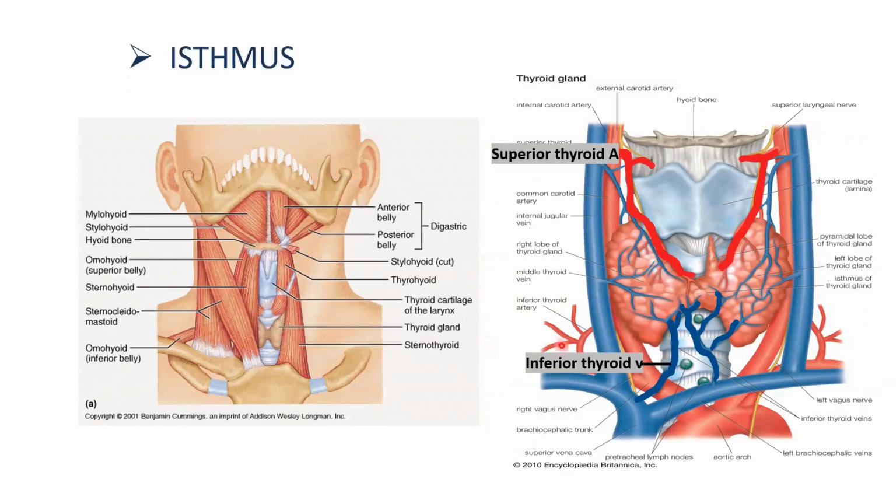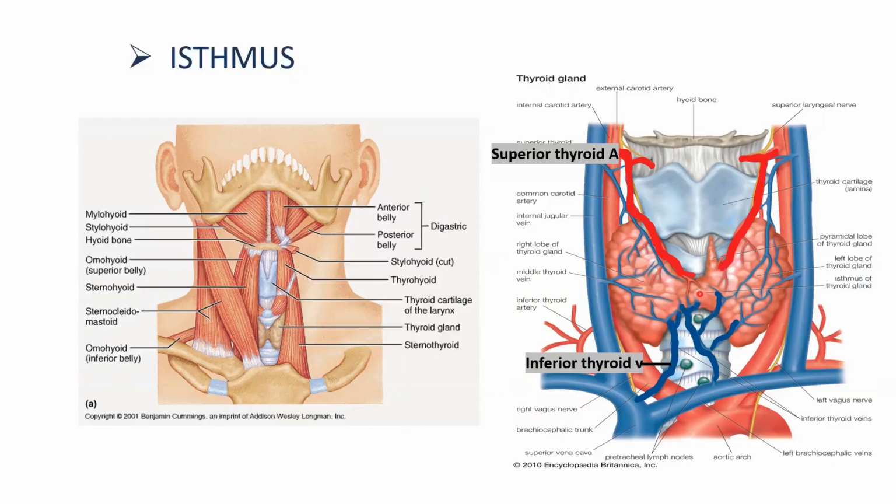The isthmus has an upper border and a lower border. Both are related to important blood vessels. The upper border of the isthmus is related to an anastomosis between the branches of the superior thyroid artery, while the lower border is related to a plexus formed by the inferior thyroid veins.